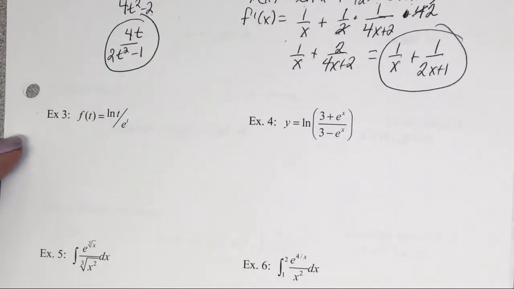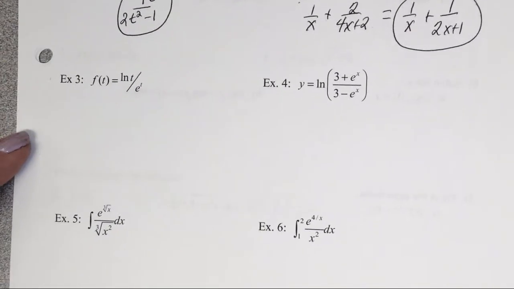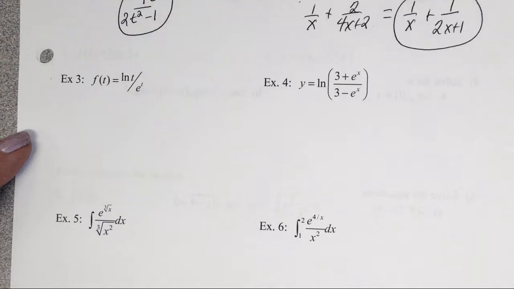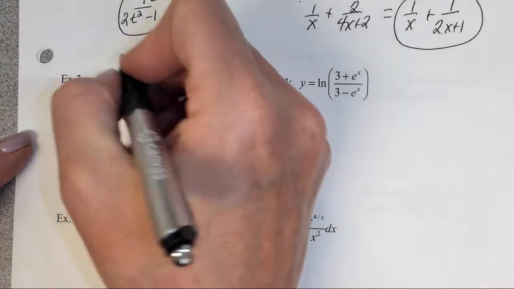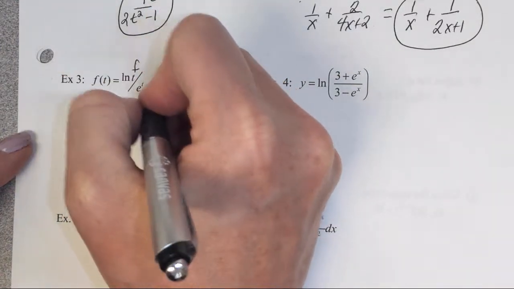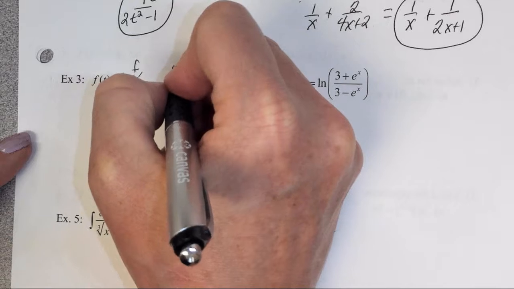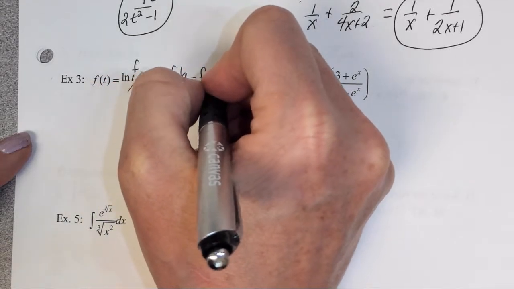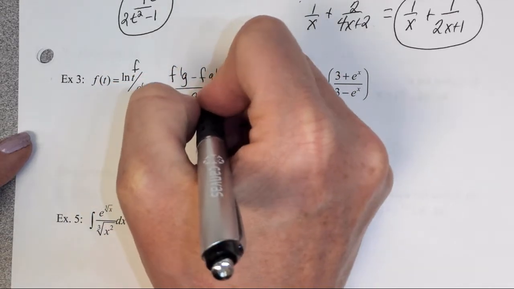Now, sometimes the problems get a little more challenging, like number 3. We're still taking a derivative. But what are we going to have to use on this one? What kind of function are we having here? It's a quotient, isn't it? So when I'm taking this derivative, this is my f, this is my g. The quotient rule is f prime g minus fg prime all over g squared.